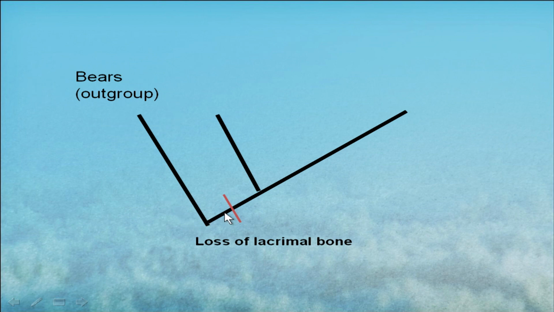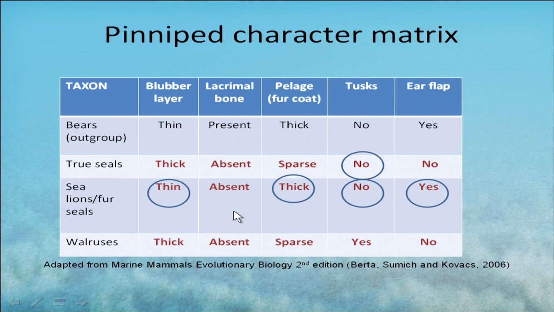The first thing that we're going to do is mark any character state that is derived, an apomorph. So here we're going to make a little mark that says loss of lacrimal bone. And what that mark means is anything to the right of that mark is also going to share that particular state. So at this point, let's go back to our pinniped character matrix.